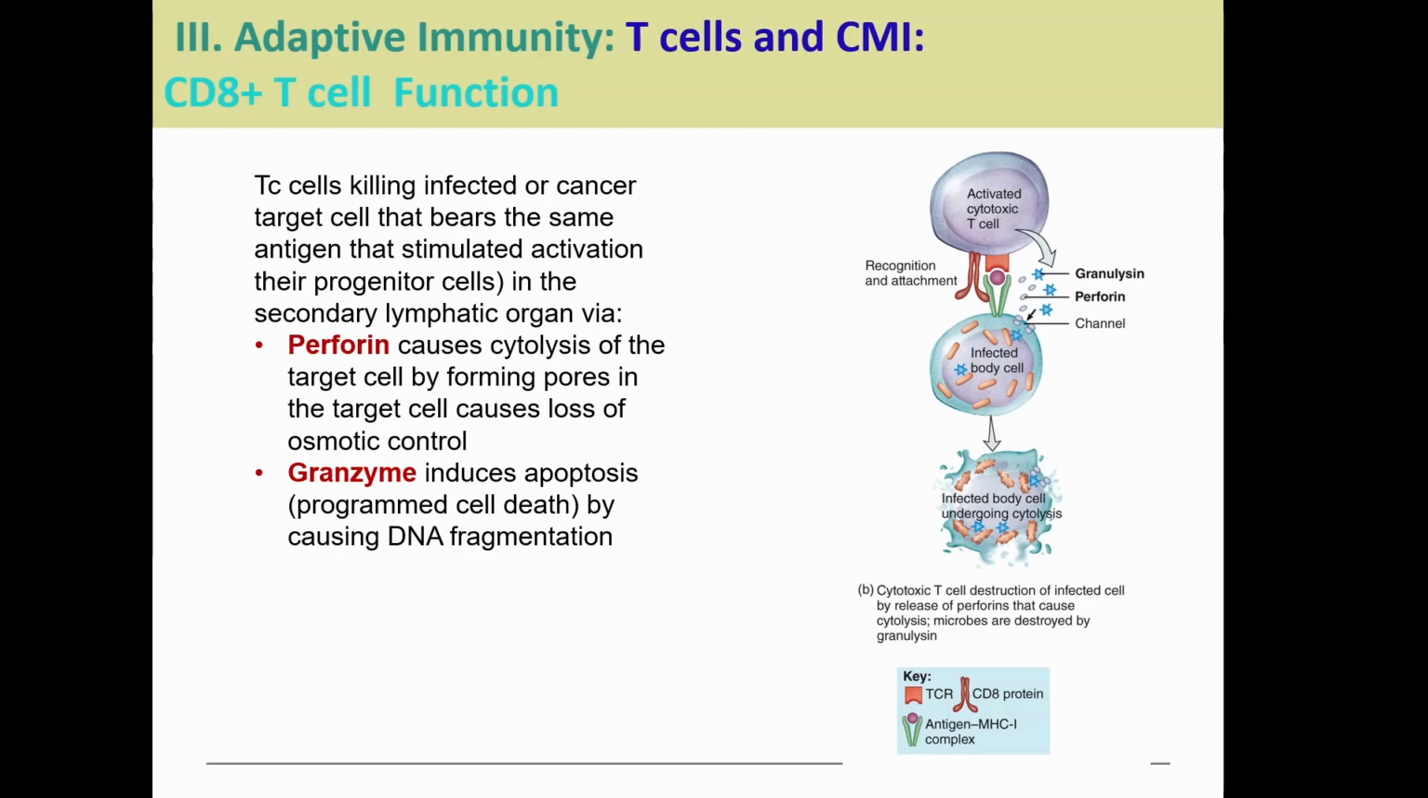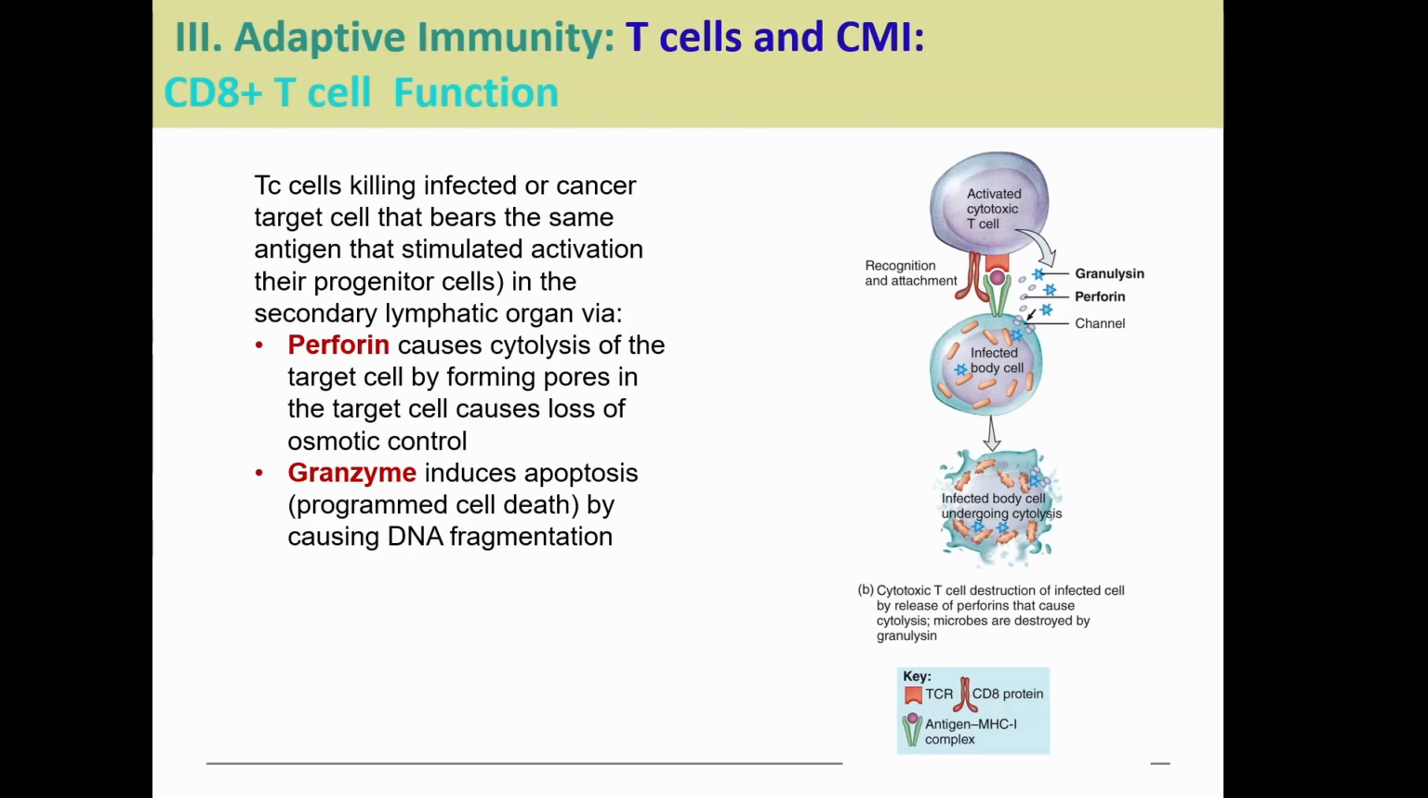Perforin is going to basically punch a hole in the cell, which then causes fluid to flood into the cell and burst it open. And granzymes will basically chew up the DNA and cause the cell to go through apoptosis, which is like a controlled demolition of the cell.